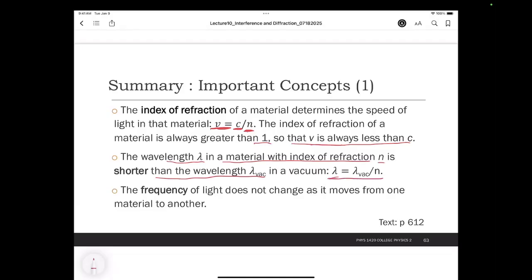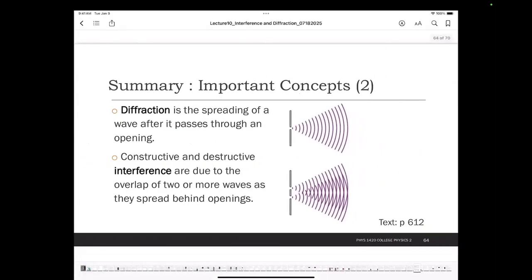The wavelength lambda equals this one. The frequency of light does not change as it moves from one material to another. The wavelength changes, but the frequency will not change, which means the period also will not change. There are also other important constants.